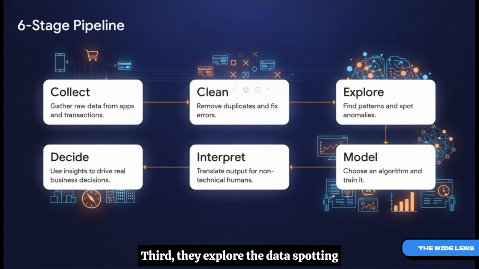Third, they explore the data, spotting patterns like huge order spikes on Sunday nights. Fourth, they build a model to predict delivery times. Fifth, they interpret the results into dashboards for management. And finally, stage 6, they decide. The insights are used to make real business decisions or predict your exact delivery time live on the app.